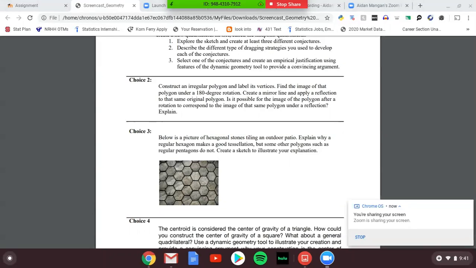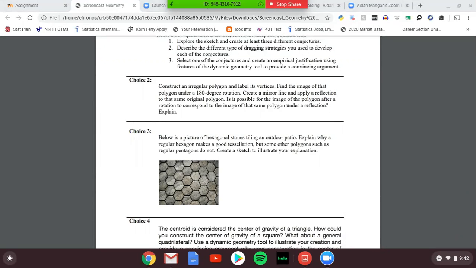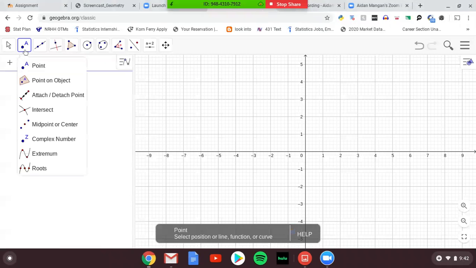Then we'll rotate that polygon under a 180-degree rotation. Then we're going to mirror a line and apply a reflection to that same original polygon. We're going to see, is it possible for the image of the polygon after rotation to correspond to the image of that same polygon under a reflection? So we are going to launch GeoGebra now, and I'm going to show you how we can solve this problem.